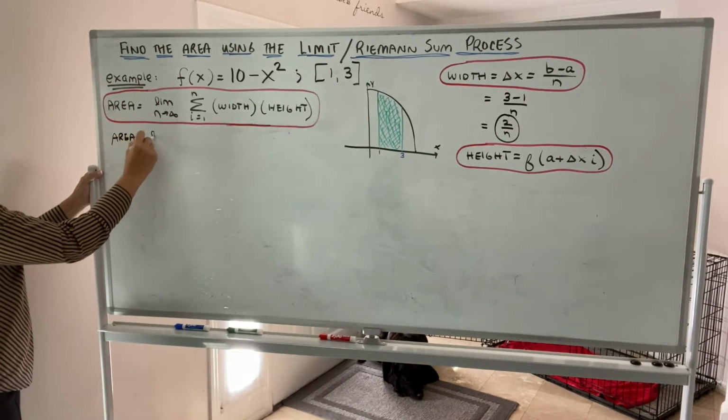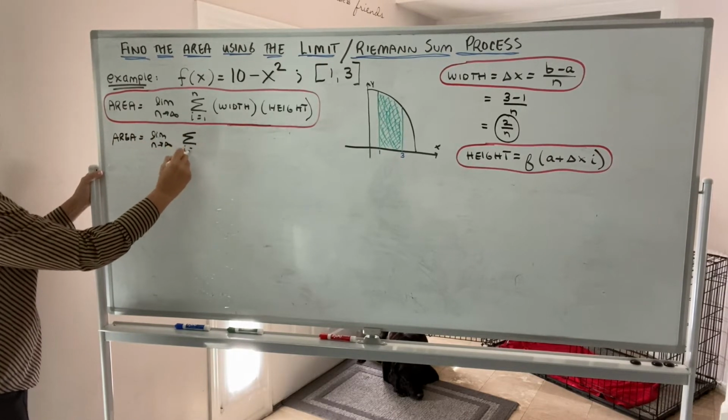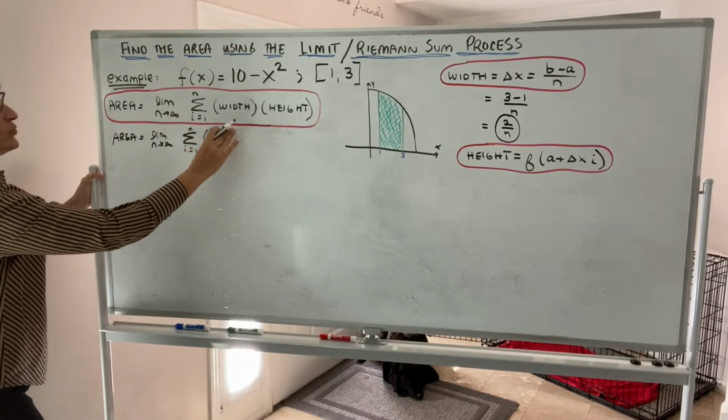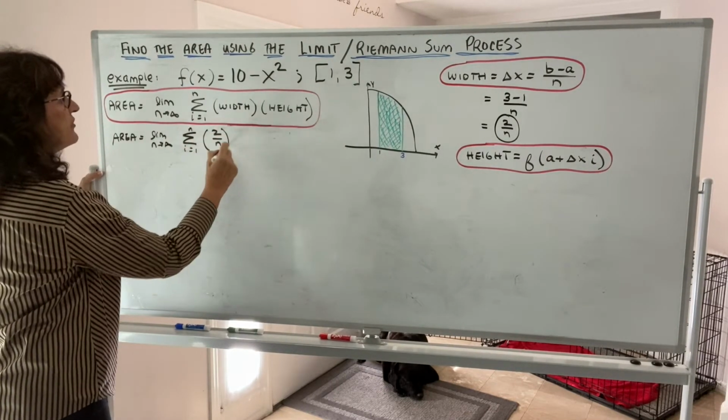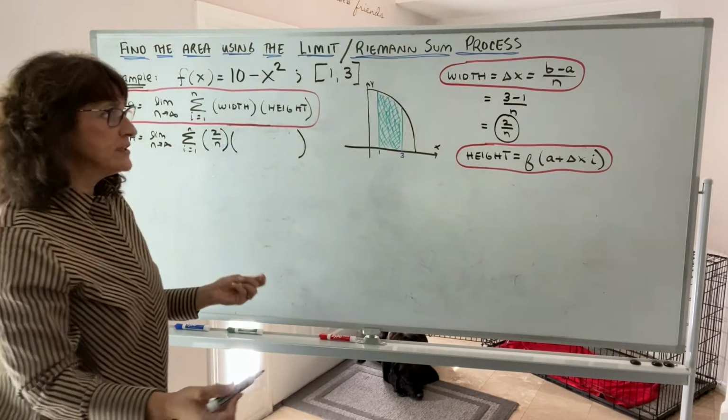So the area is going to be the limit as n goes to infinity, summation, i goes from 1 to n. The width is 2 over n. That's what the width is. And now we've got to figure out what the height is. We have a formula for the height.